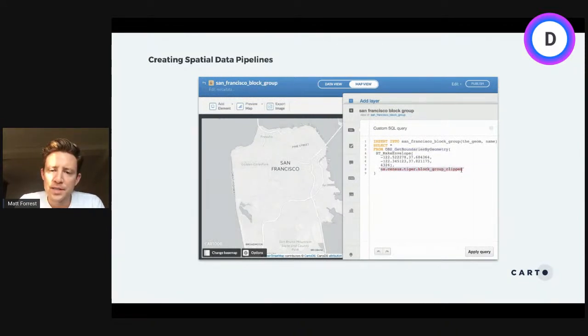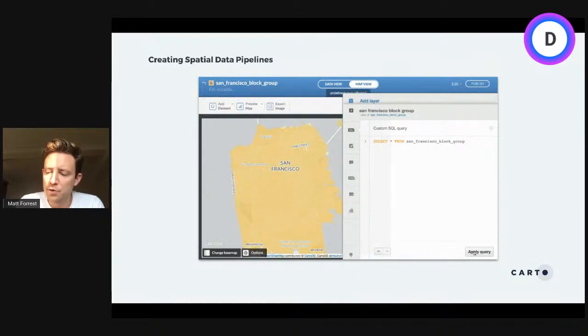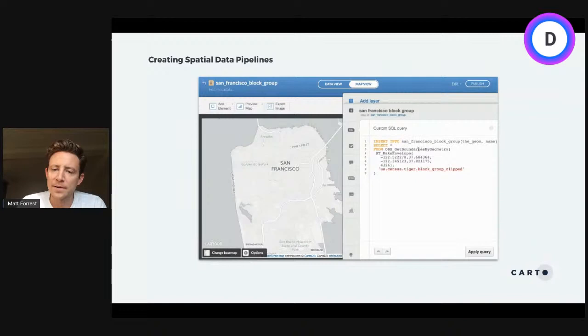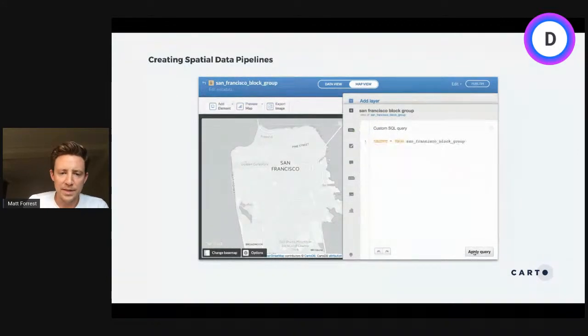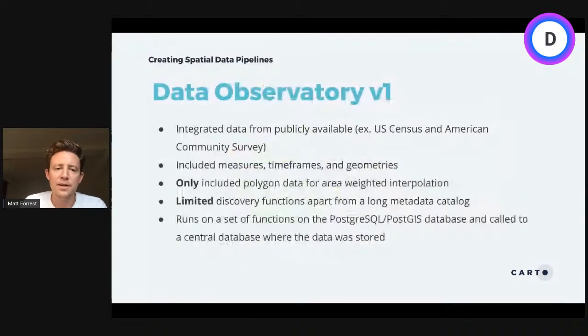So you just basically select your geometries and create a table, and then you would insert the geometries that you want into that. So that's how it sort of started. We have our census block groups and things like that. That's the first piece here.